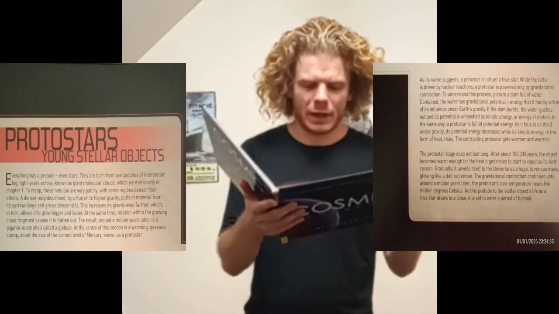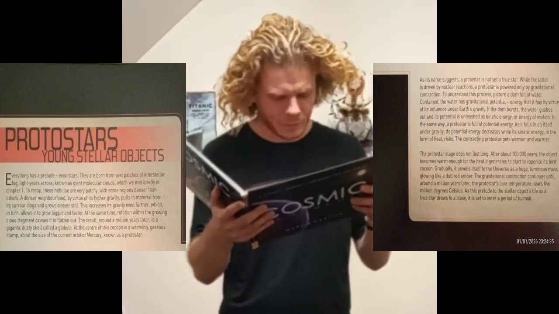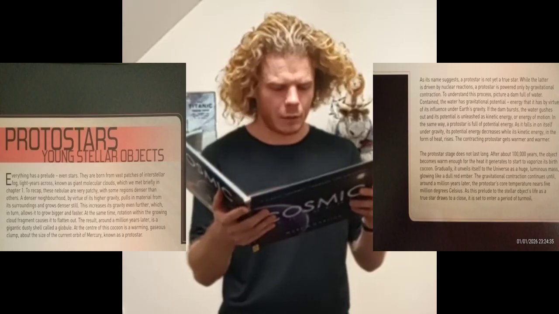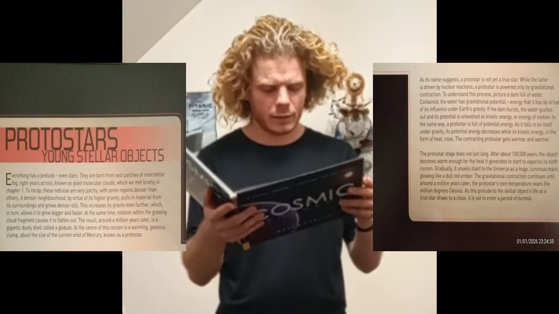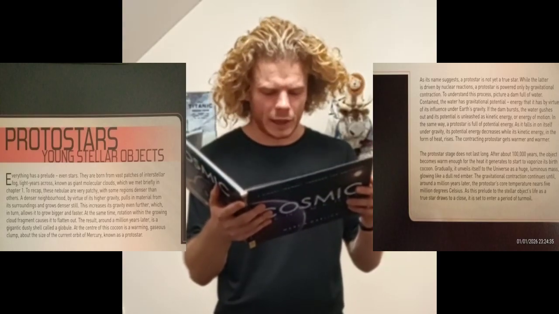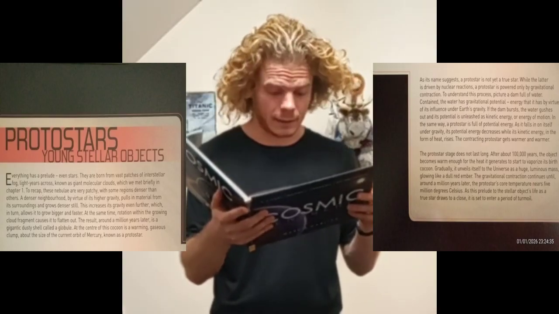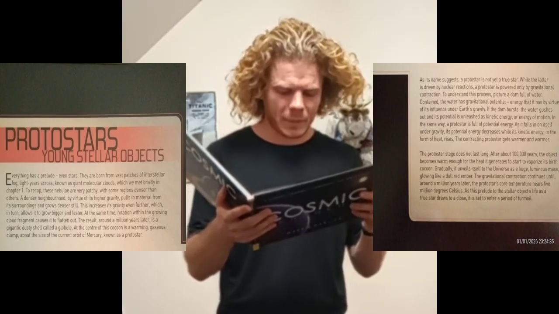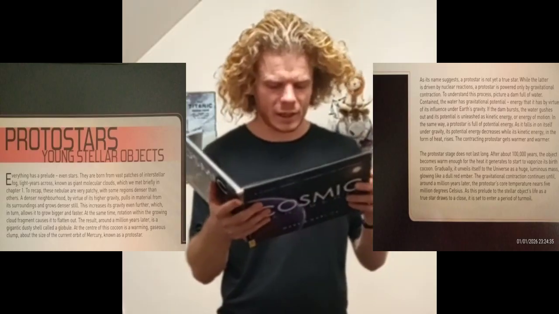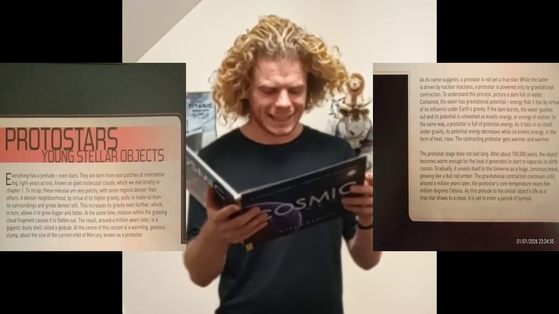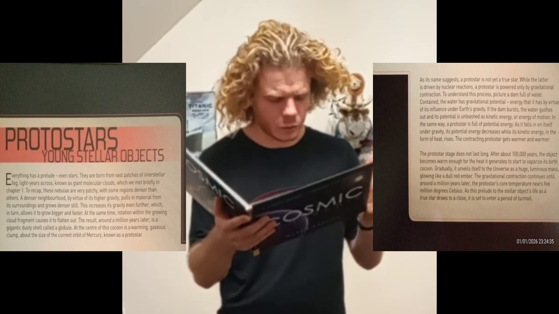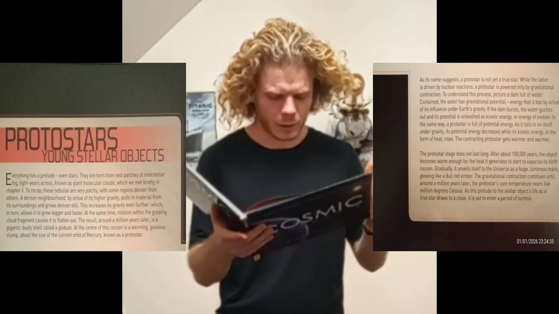After that lasts for 100,000 years, then it's very hot, and gradually it unveils itself to the universe as a huge luminous mass, glowing like a dull red ember. Is ember a wood? We don't know what ember is. The gravitational contraction continues until around 1 million years later. The protostar's core temperature nears 5 million degrees Celsius. As this prelude to the stellar object's life as a true star draws to close, it is set to enter a period of turmoil.